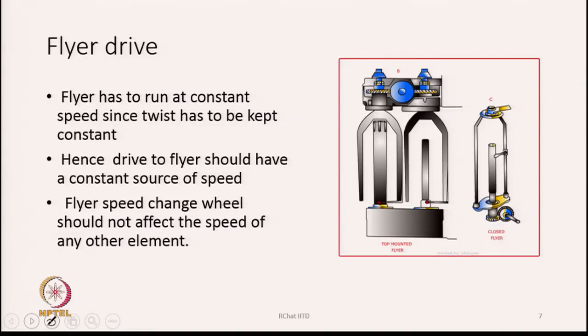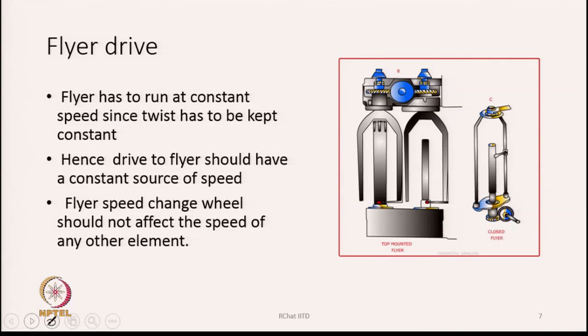Now, we will discuss something about the drive part also. Let us first discuss the flyer drive. In this diagram, we have a flyer drive, which is this flyer receiving drive from the top. Flyer has to run at a constant speed, since twist has to be kept constant. So, bobbin speed is variable, but flyer speed is constant. Hence, drive to flyer should have a constant source of speed.